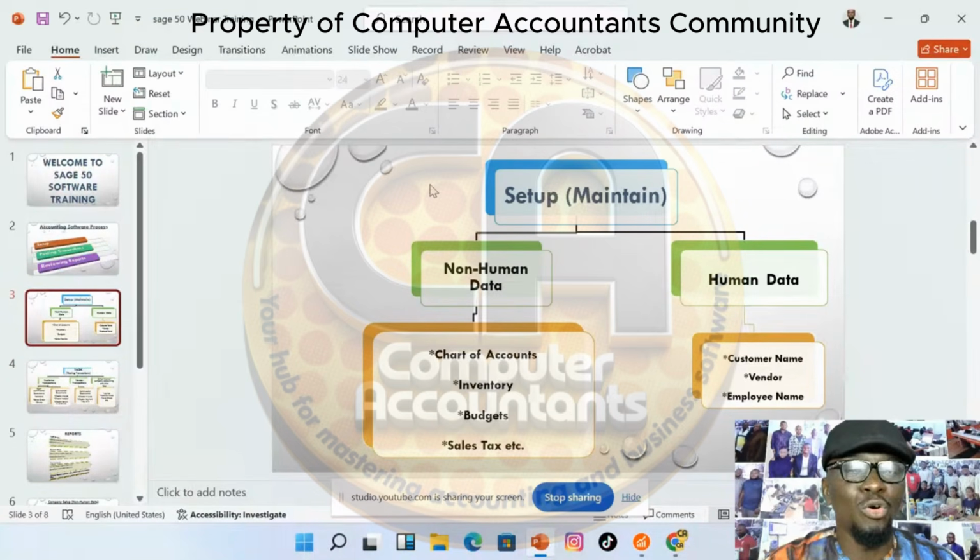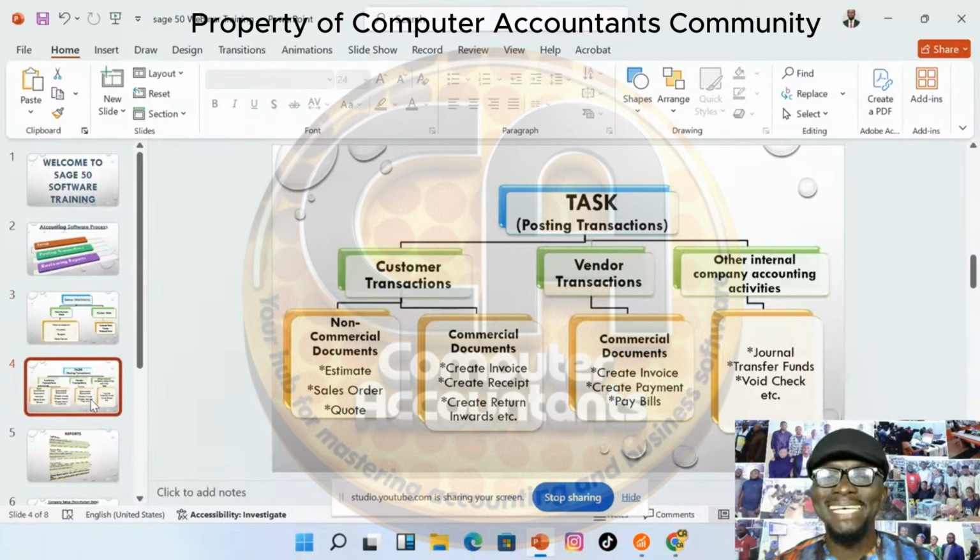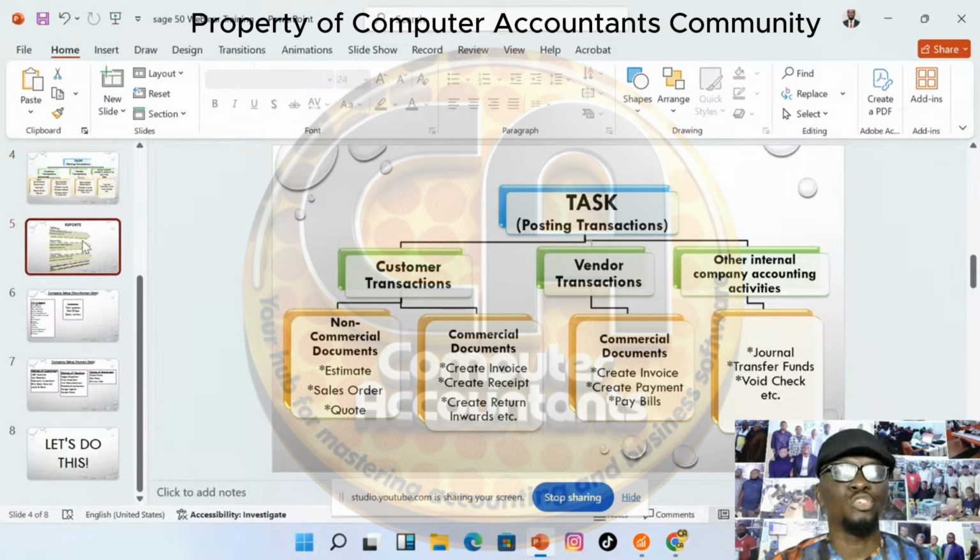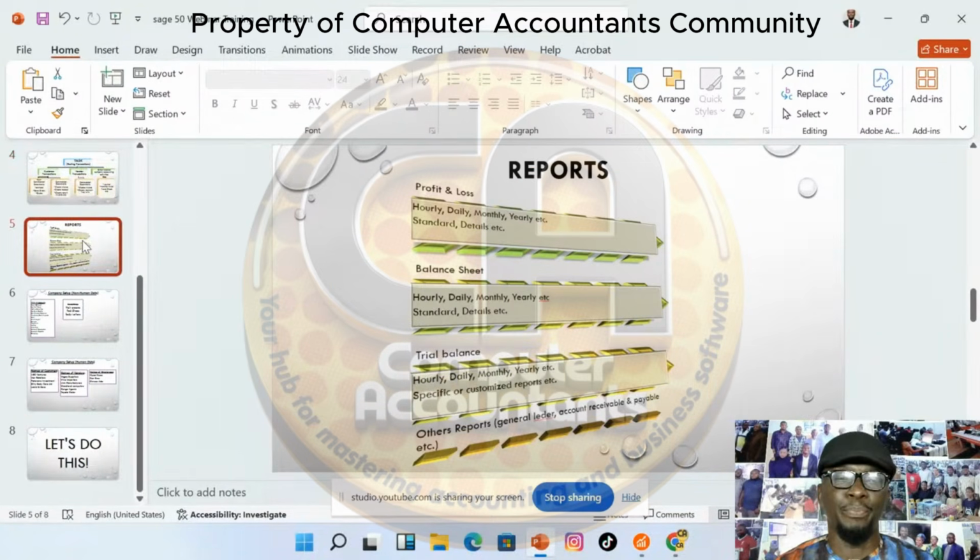Then tomorrow, we will go into posting transactions. Then after posting transactions, we can now review our reports.